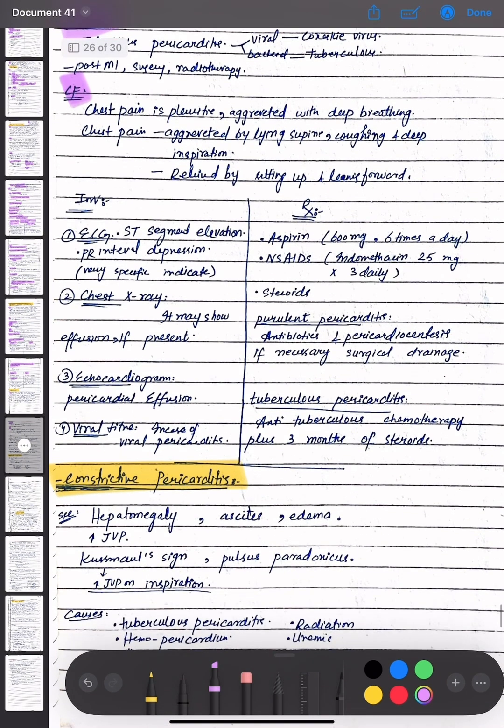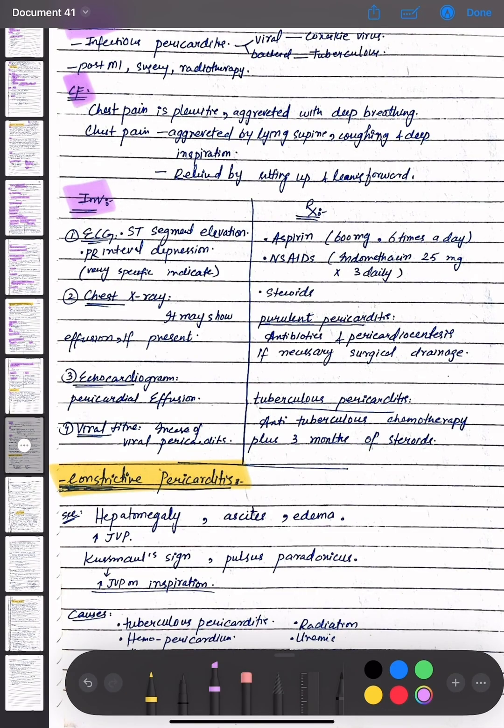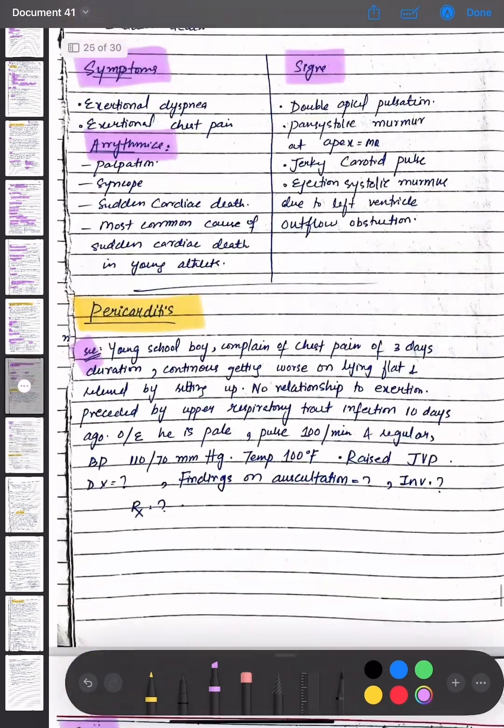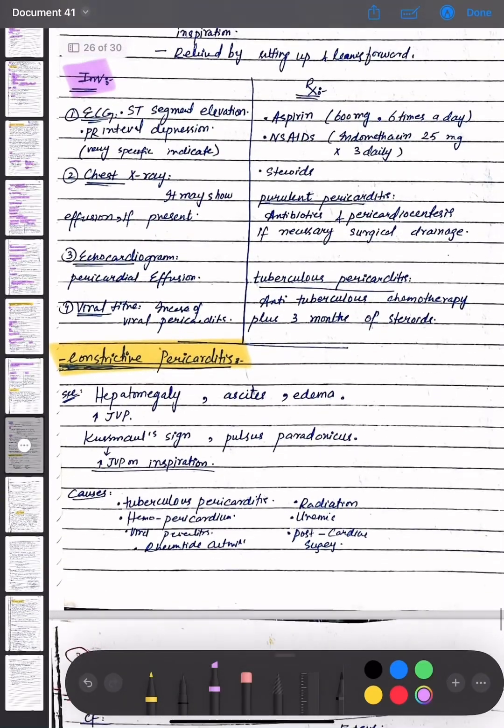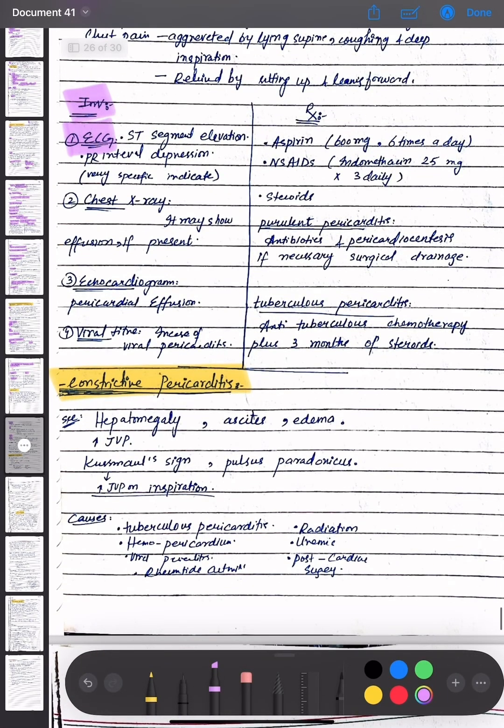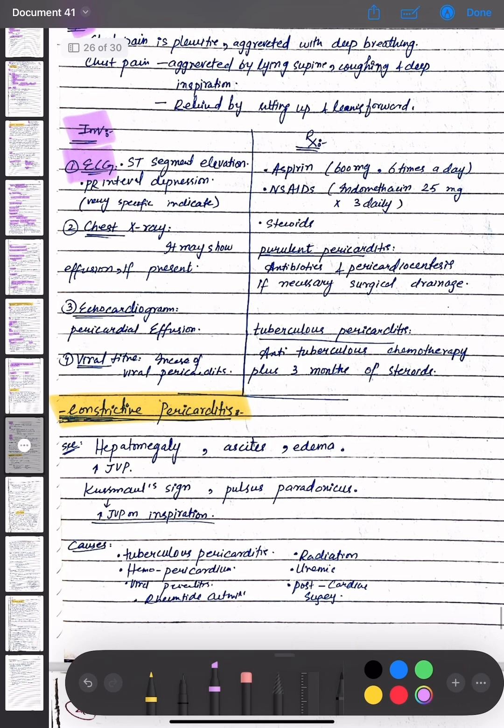The investigation options for pericarditis are ECG, which shows ST segment elevation and PR interval depression, a very specific indication. Then the chest X-ray is done. It may show effusion if present. Echocardiogram is done for pericardial effusion. Viral titer is done in case of viral pericarditis.